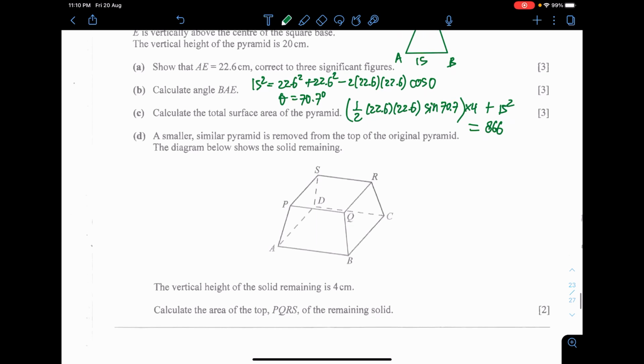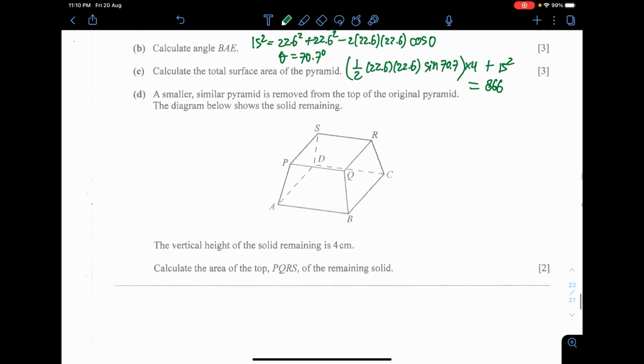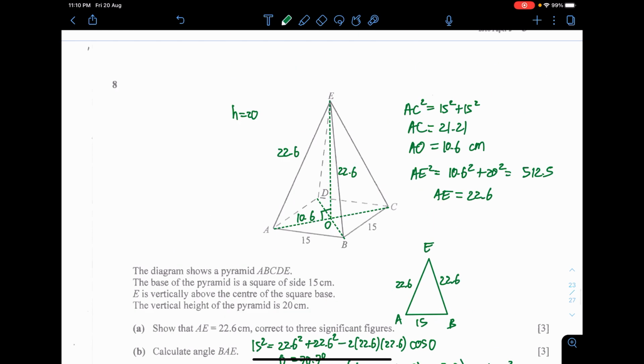A smaller pyramid is removed from the top. You can see the remaining here. The vertical height is actually 4. Find out the area of the top PQRS. Okay, this is interesting. Now this one is quite difficult if you do not know how to do it in a shortcut manner. Now let's take a look at this pyramid from the side view.